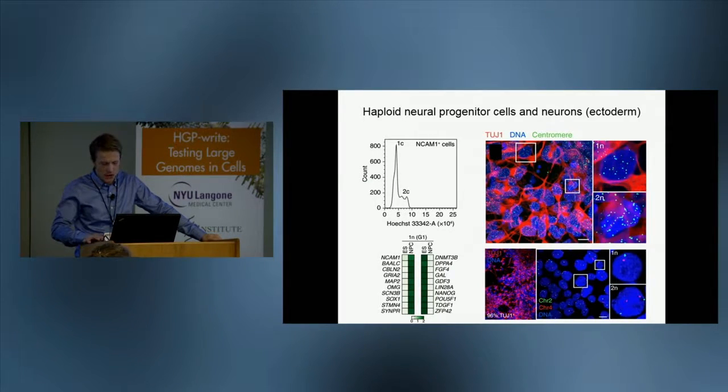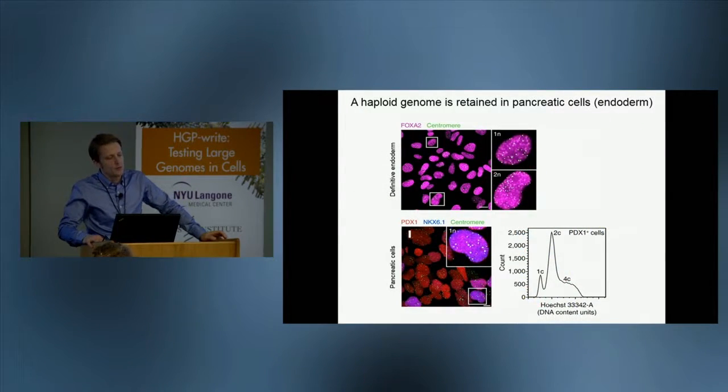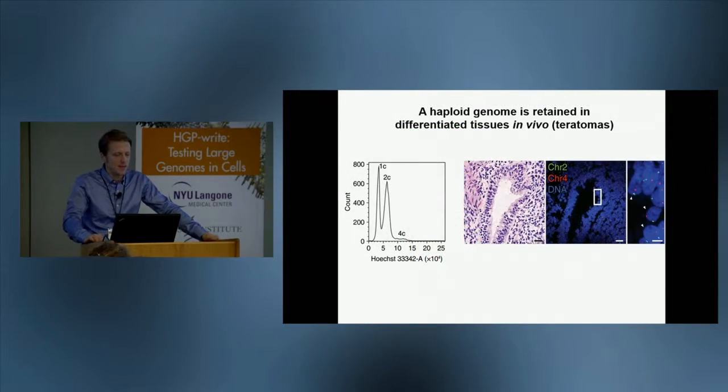Here is the centromere staining. Then the same for cardiomyocytes, and the same for endodermal cells. We also made some beta cells, not shown here. But these are pancreatic progenitor cells, and they too are haploid. Again, there's a trend to more cells becoming diploid, but a significant fraction remains haploid.